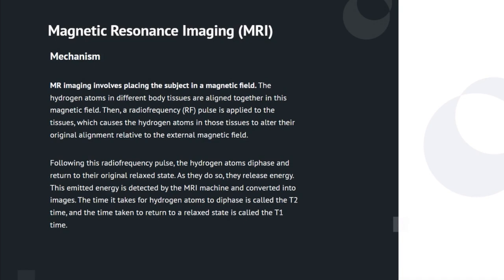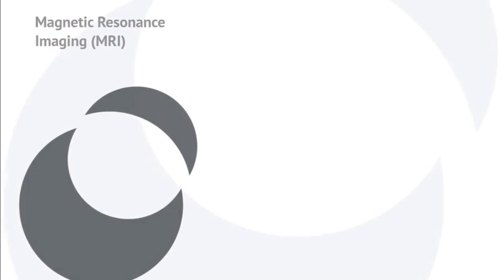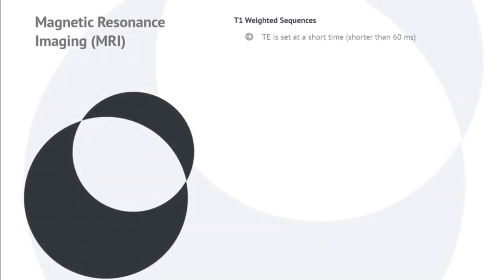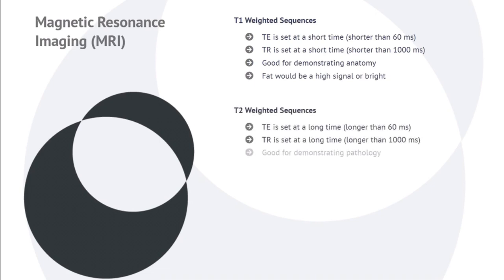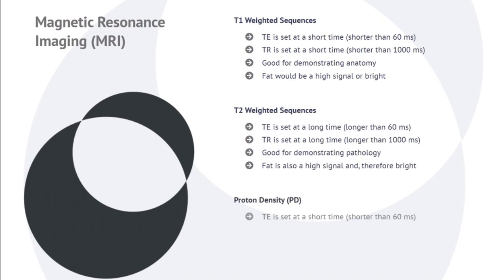The time it takes for hydrogen atoms to dephase is called the T2 time, and the time taken to return to a relaxed state is called the T1 time. T1 weighted sequences. TE is set at a short time, shorter than 60 milliseconds. TR is set at a short time, shorter than 1000 milliseconds. Good for demonstrating anatomy. Fat would be a high signal or bright.